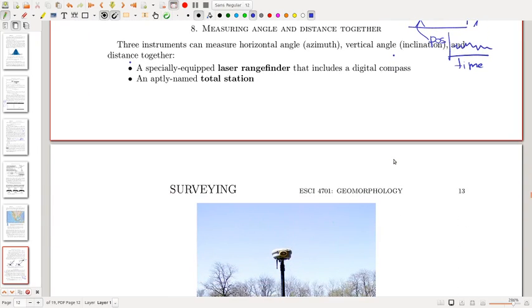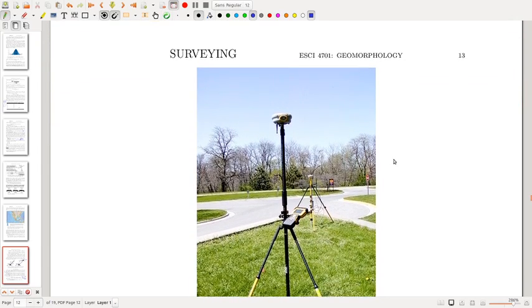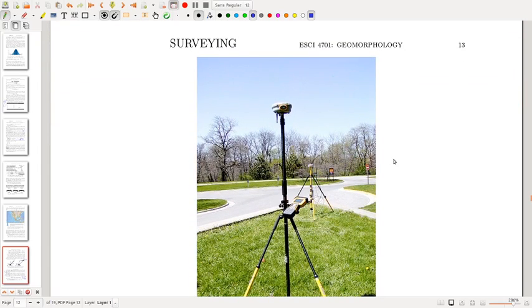All right, back to the ground-based instruments. So you can measure angle and distance together. And measuring angle and distance together often works by using a specially equipped laser rangefinder or an aptly named total station that does azimuth, inclination, and distance. So here's our quick little picture of, yay, GNSS units.